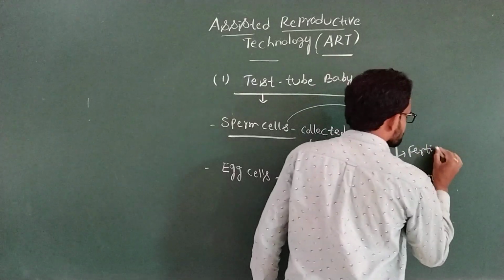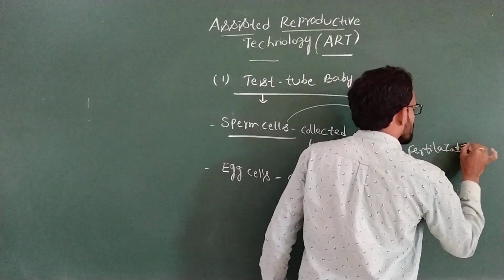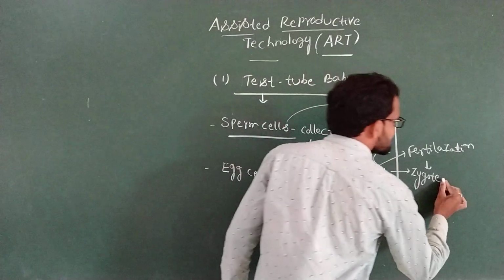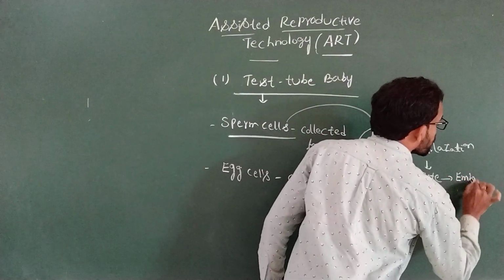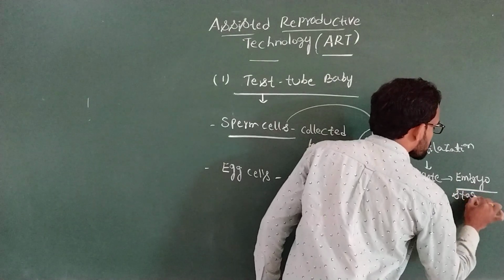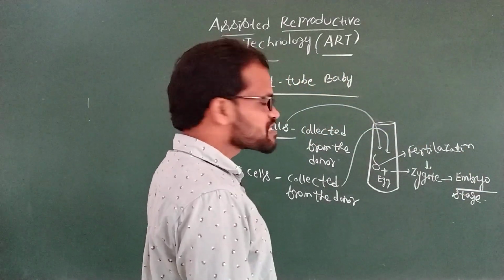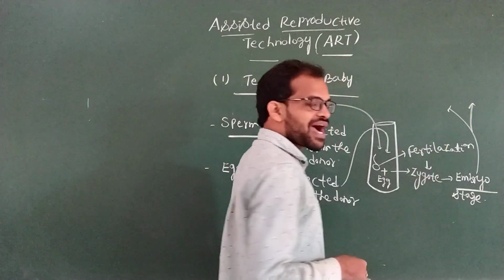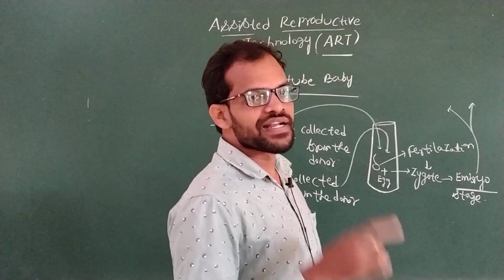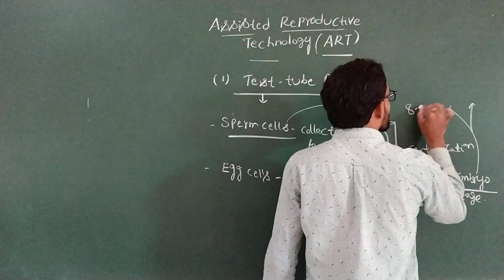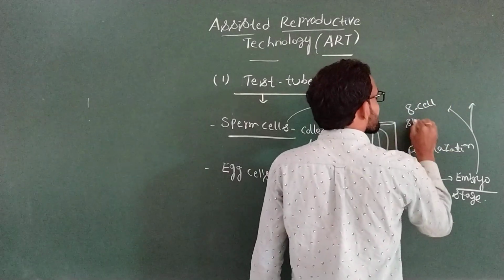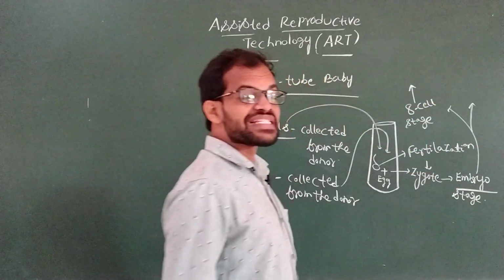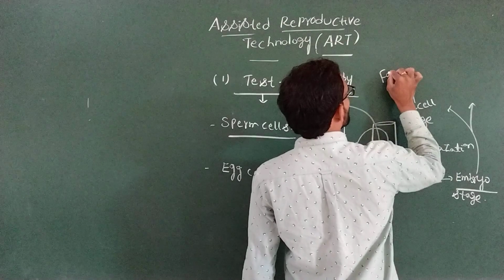After the fertilization, the zygote is formed. After the zygote formation, the zygote develops into the embryo stage. What is the next procedure? For example, the embryo, or zygote, reaches the 8 cell stage. This 8 cell stage embryo is inserted into the fallopian tube.